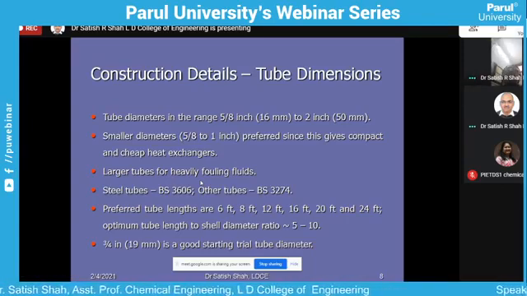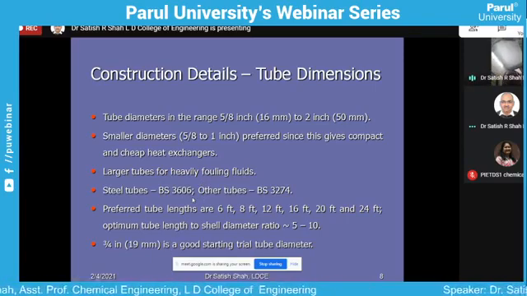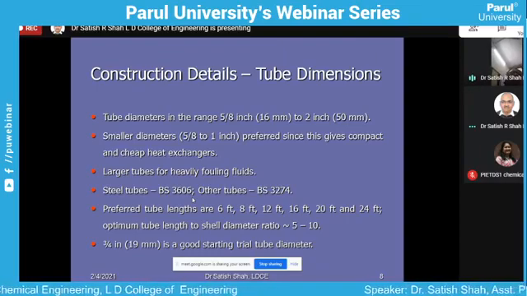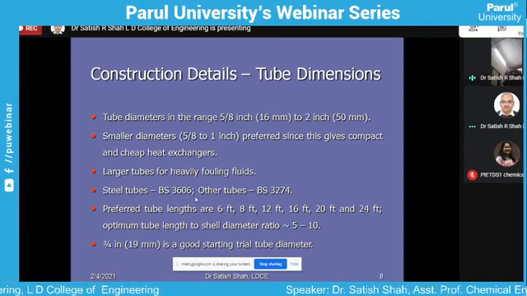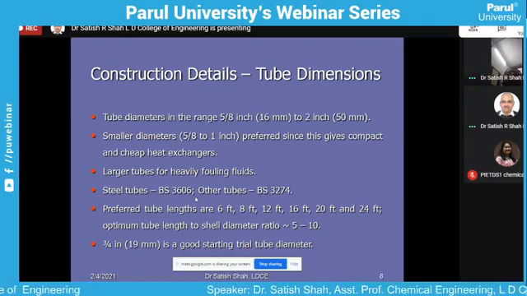All right. Now, small diameter, that is 5/8 to 1 inch, is normally preferred. Most of the time we are using 3/4 inch or 5/8 inch, that is 19.05 mm tube OD or 15.875 mm tube OD. This is what we normally use. Then larger tubes are used for heavily fouling fluids.